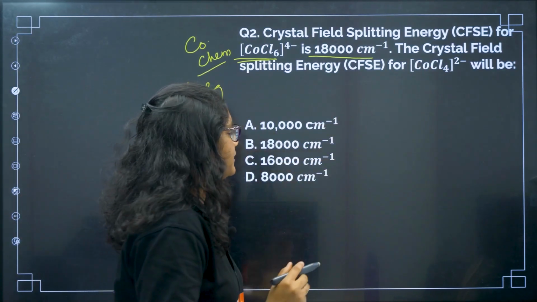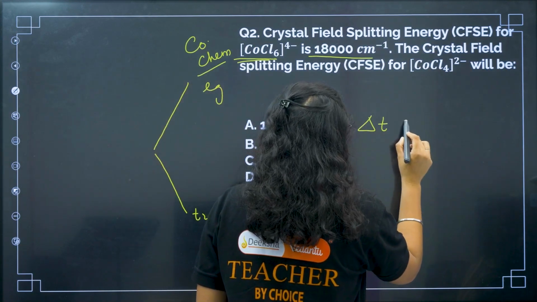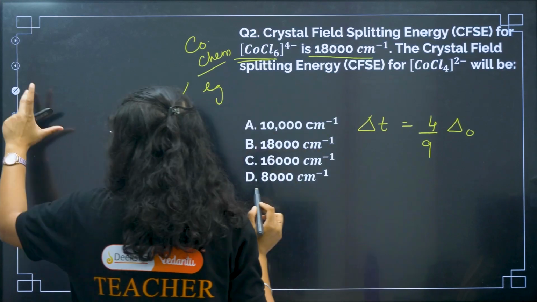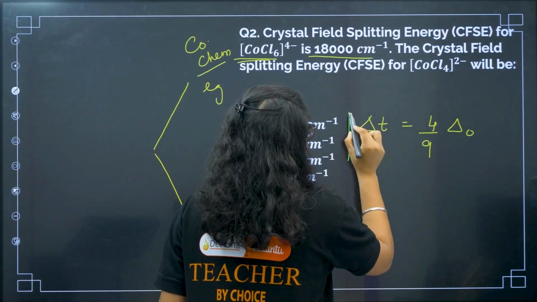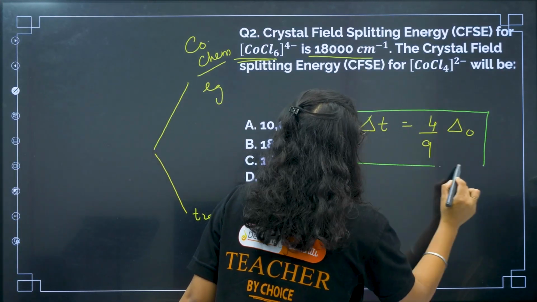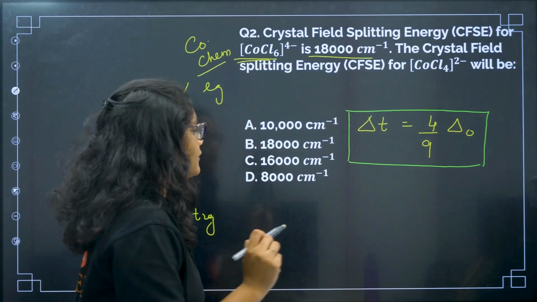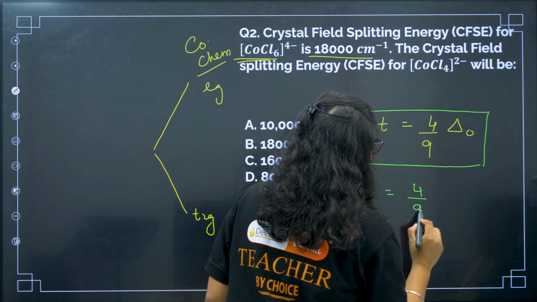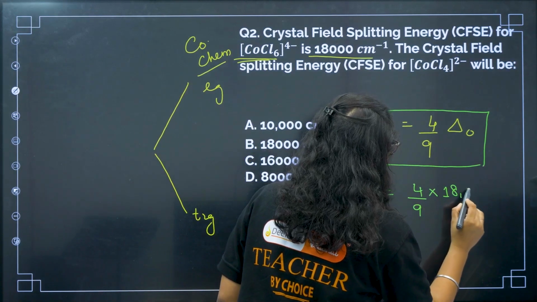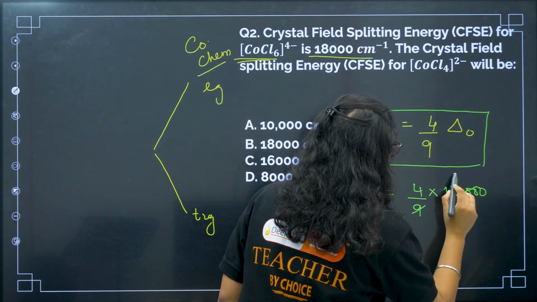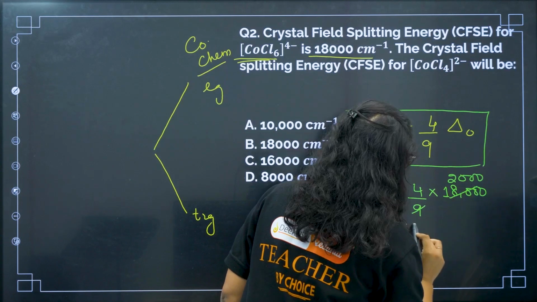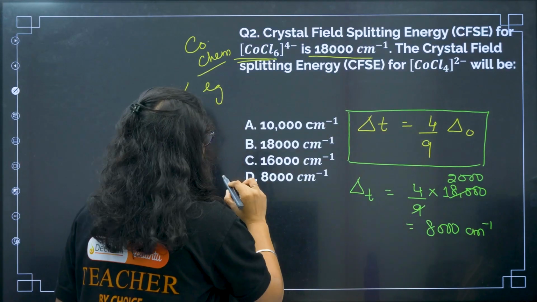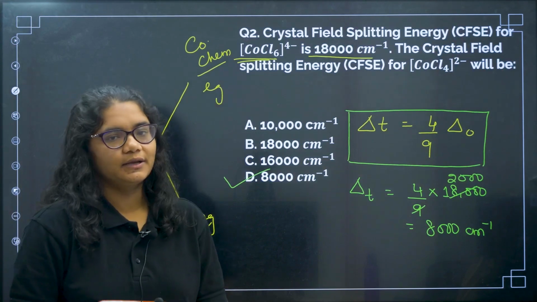So what is the relation between these two? Delta T is equal to 4/9 of delta O. This relation you need to remember, so we'll make this a formula box, and if you do not know this formula, please note it down. Now let us calculate: delta T is 4/9 times delta O, which is 18,000. If you solve this, we get 8,000 cm^-1. So the correct answer for this question is option D.